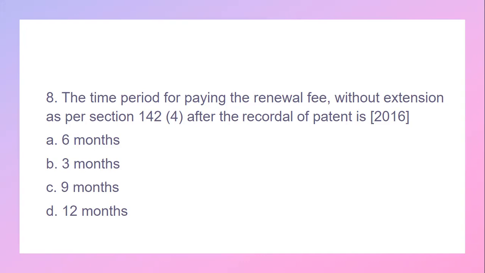So see, again, these 3 dates are really confusing: 6 months, 3 months, 9 months. So 3 months is extendable, and then a further 6 months, that means total 9 months. So that is the point. So let's move further.